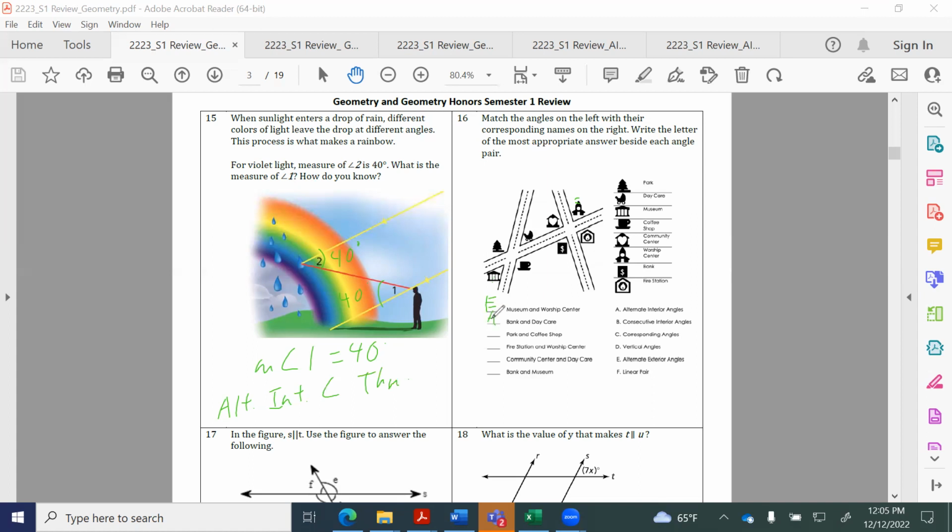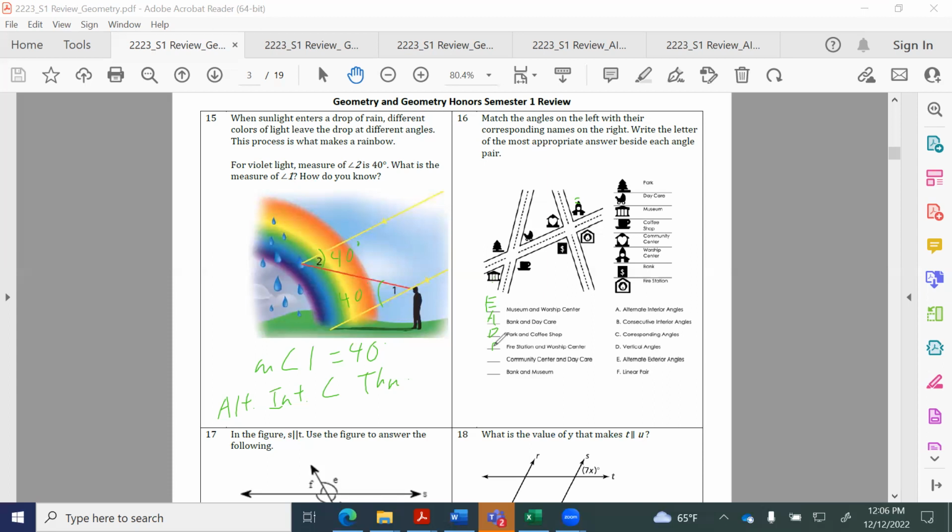The park and the coffee shop. Park and coffee. Just using these 2 lines, those are what we call vertical angles. That's D. Fire station and worship center. These are on the same set of lines. They are making a straight line here. That would be a linear pair, which is F.